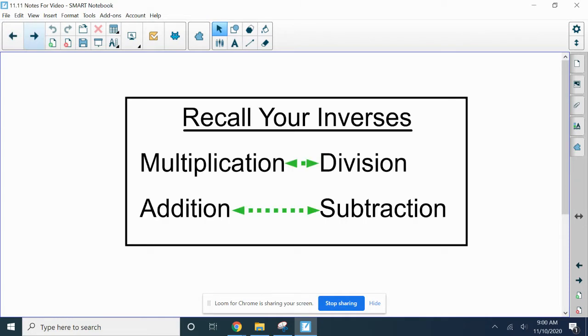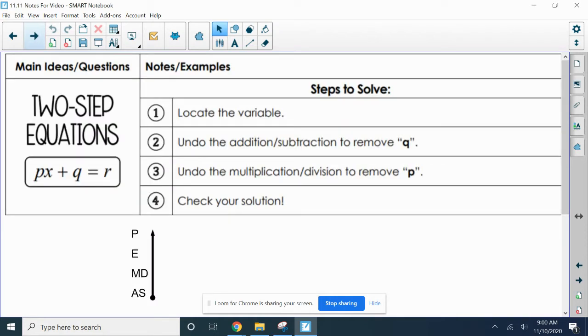All right, so for two-step equations, you still need to be able to remember your pairs of inverses. You have multiplication and division. Multiplication is used to get rid of division, and division is used to get rid of multiplication. The same with addition and subtraction. Addition is used to get rid of subtraction, and subtraction is used to get rid of addition.